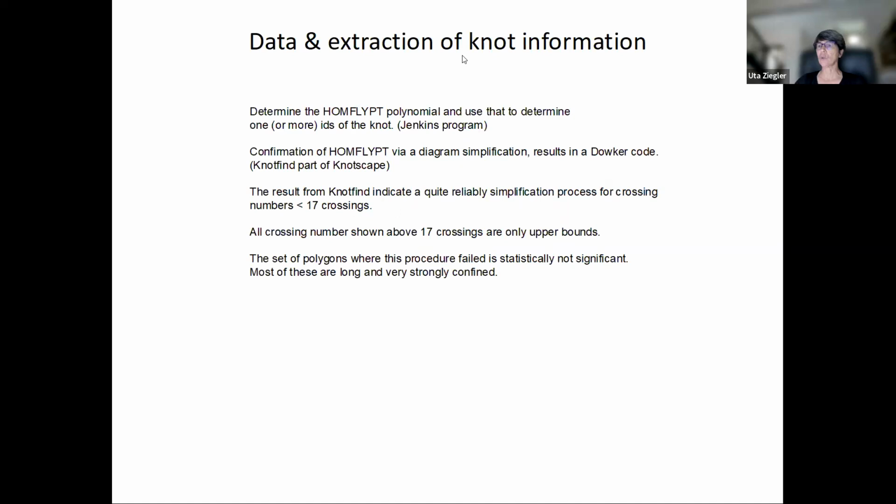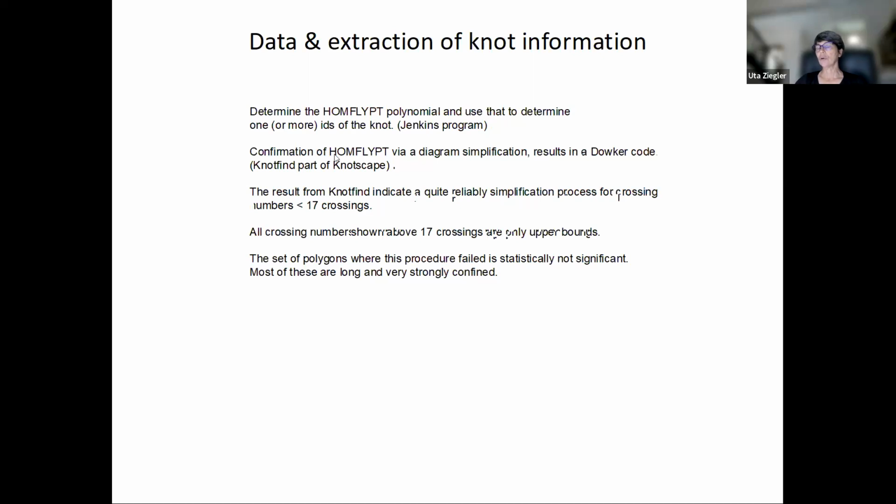So how did we extract the knot information? We used the HOMFLY polynomial to identify the knots. This was done with the knot theory package by Anthony Montemayor. That came first, the knot theory package for HOMFLY, and later on Eric Radin helped out and used the HOMFLY polynomial from KnotPlot, which I think is based on Jenkins's program.